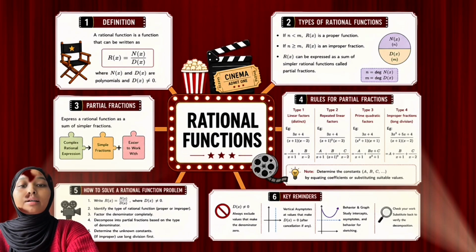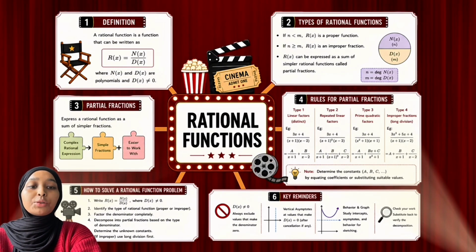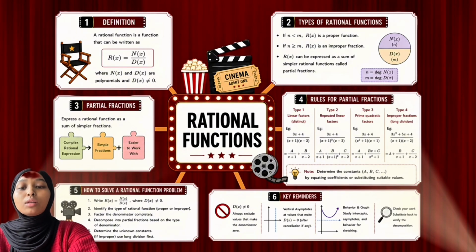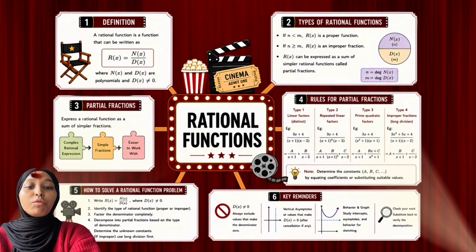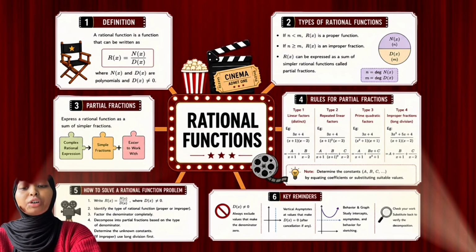After writing the correct form, we find the unknown constants such as A, B, and C by comparing coefficients or substituting suitable values of x. To solve a rational function problem, we first identify the numerator and denominator. Then we check whether the function is proper or improper. Next, we factorize the denominator completely and write the correct partial fraction form.